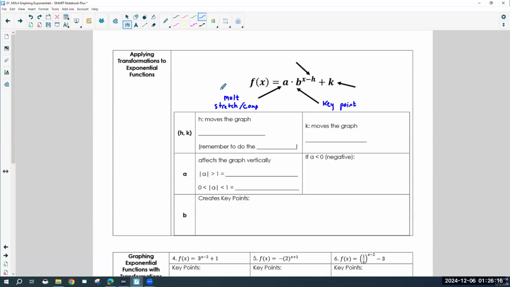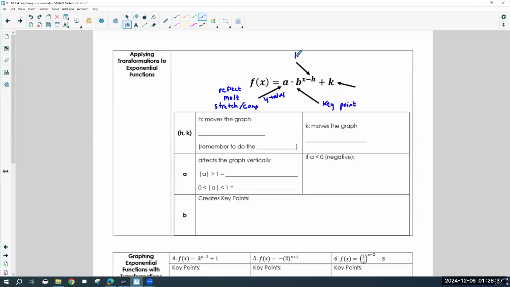Don't forget that A can also reflect. But A, since you're multiplying those values times your Y values, it is only going to ever possibly reflect over the x-axis. Now, some people would argue that B can do that, but if B is your base points, is it reflecting? Not really, because it's happening immediately.